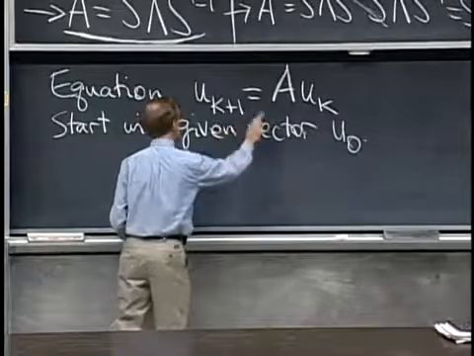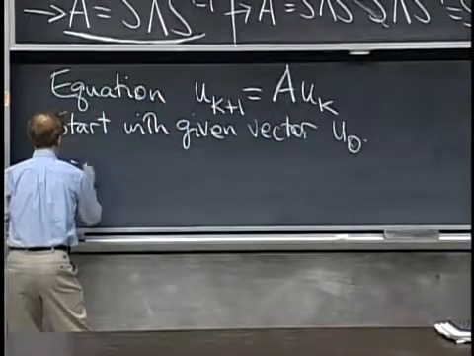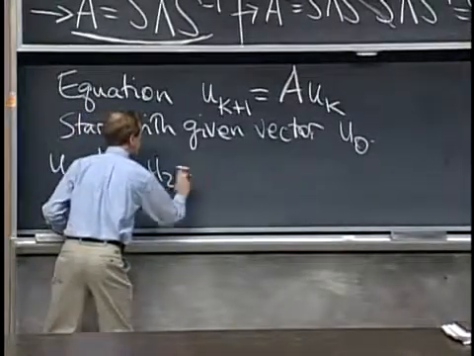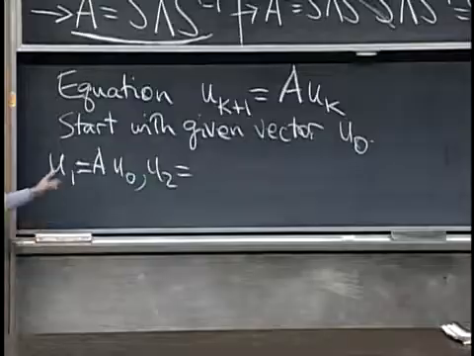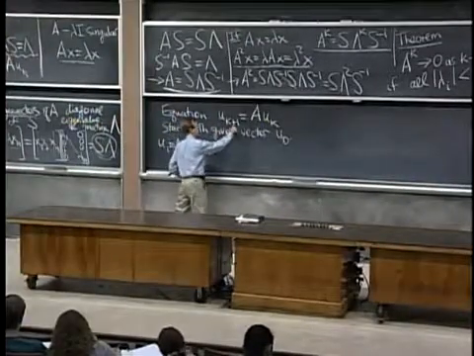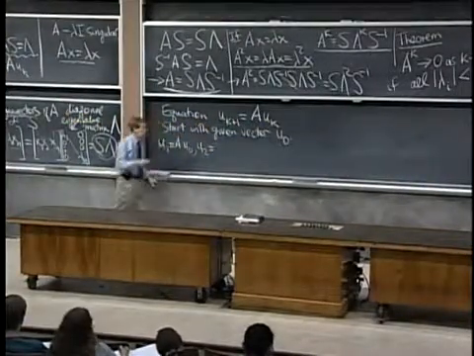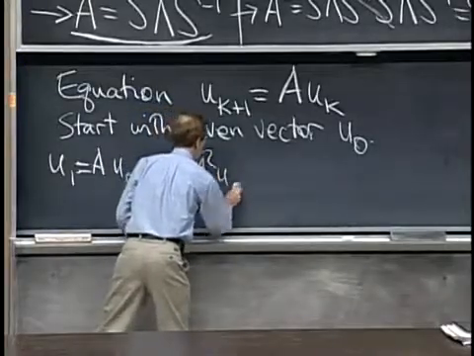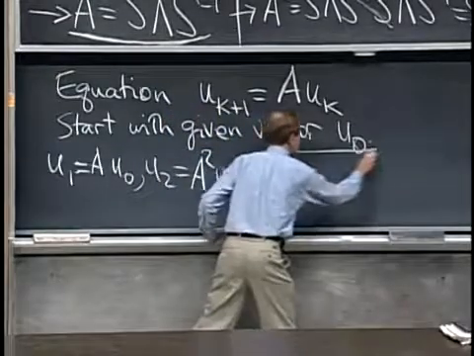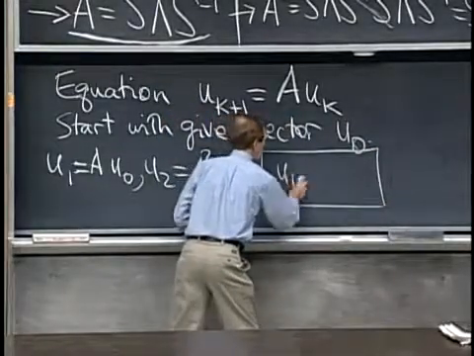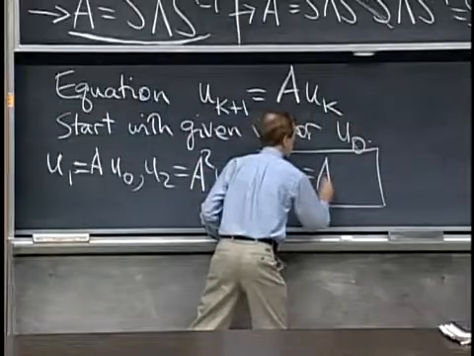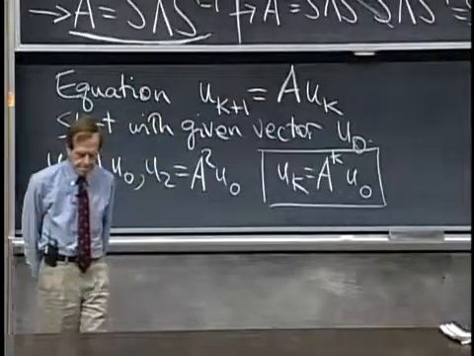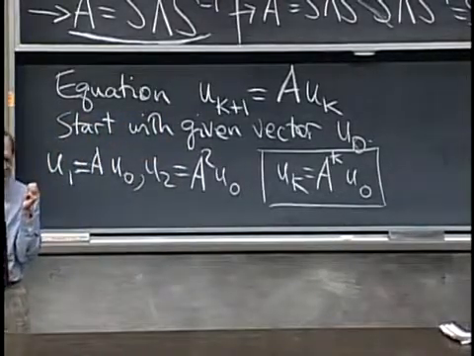So u1 is A u0. And u2, I get from u1 by multiplying by A again, so I've got A twice. And my formula is uk, after k steps, I've multiplied by A k times the original u0. You see what I'm doing?